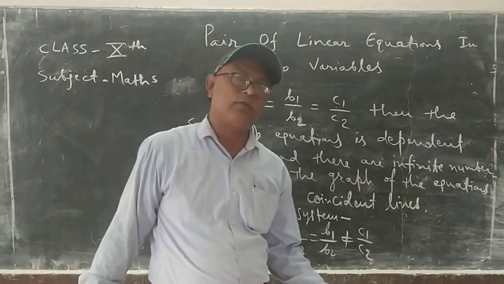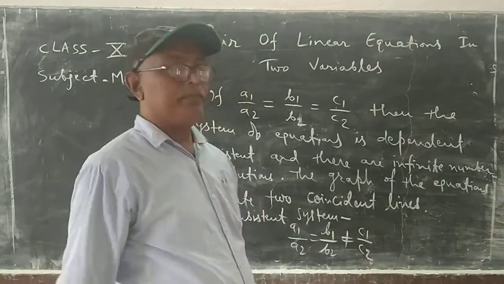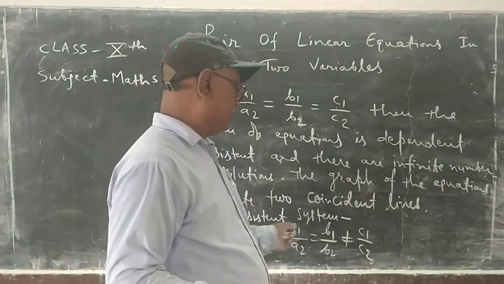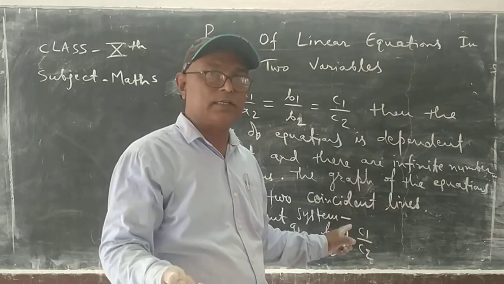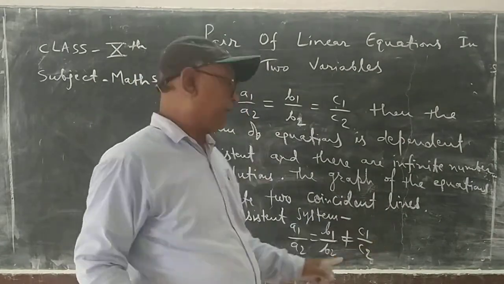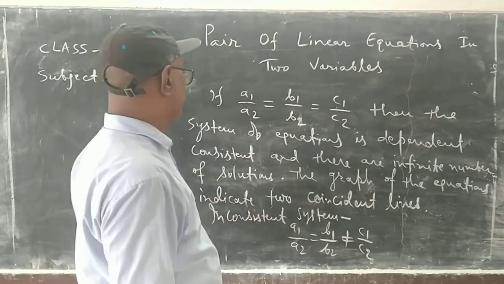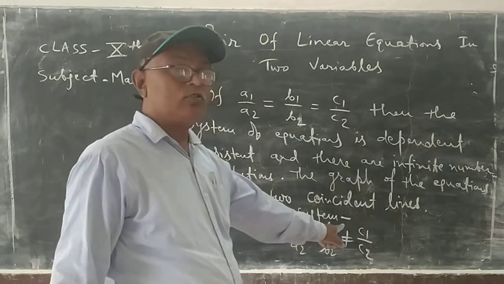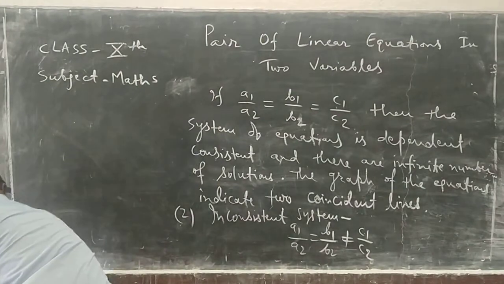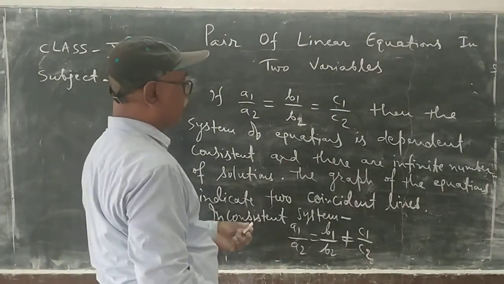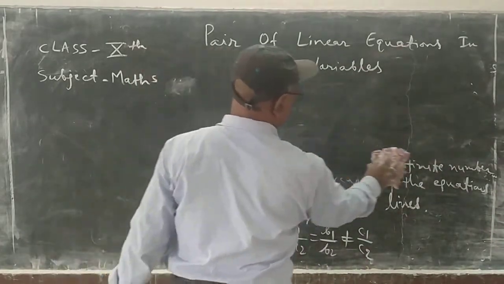The ratios of the x and y coefficients taken in order are the same, but the ratio of the corresponding constants is not the same. Then the system of equations is inconsistent and there is no solution. If this condition holds good, then there is no solution. If A1 by A2 is equal to B1 by B2, not equal to C1 by C2, then the system of equations is inconsistent.